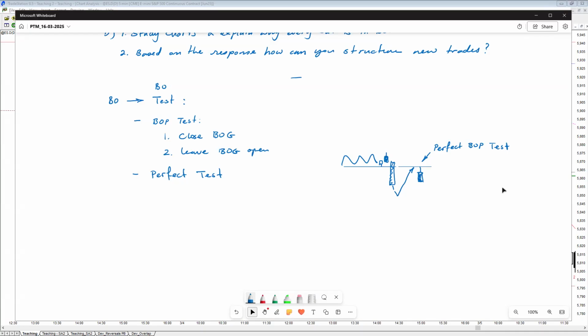Is it because the people who bought the close or sold the close on the wrong side when it got tested couldn't actually exit break even? Because they would need to go one tick and yeah.